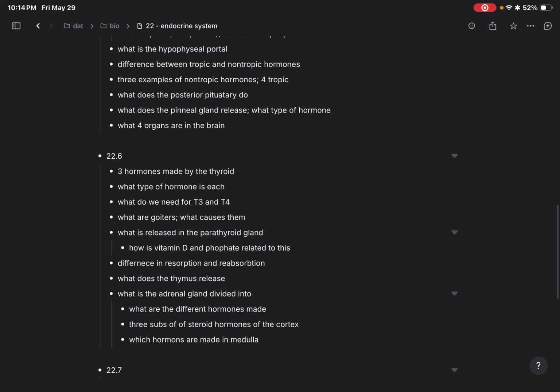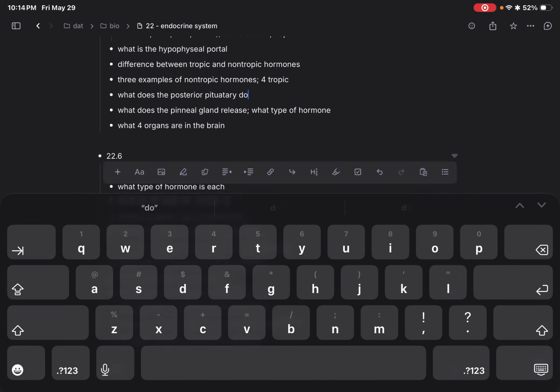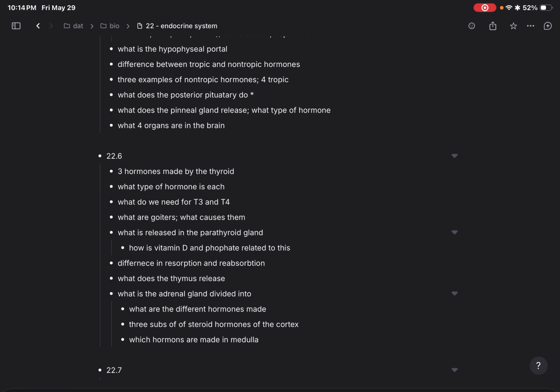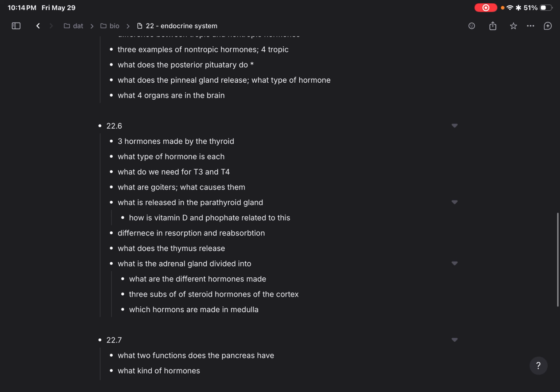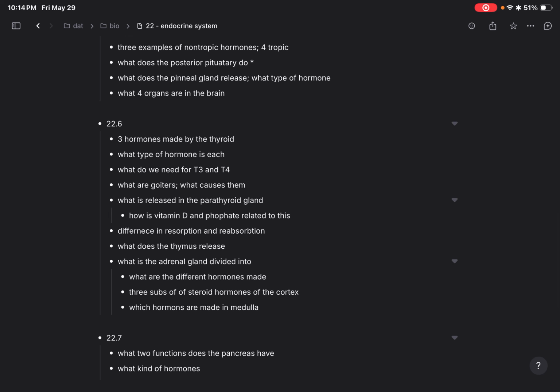So what does the posterior pituitary do? It does not synthesize its own hormones. It is responsible for distributing the hormones that are made by the hypothalamus. What are the 2 things produced by the hypothalamus? That's going to be oxytocin and vasopressin. So what does the pineal gland release? It releases serotonin. And what type of hormone is it? It's not a peptide. I believe it's an amino acid derivative.